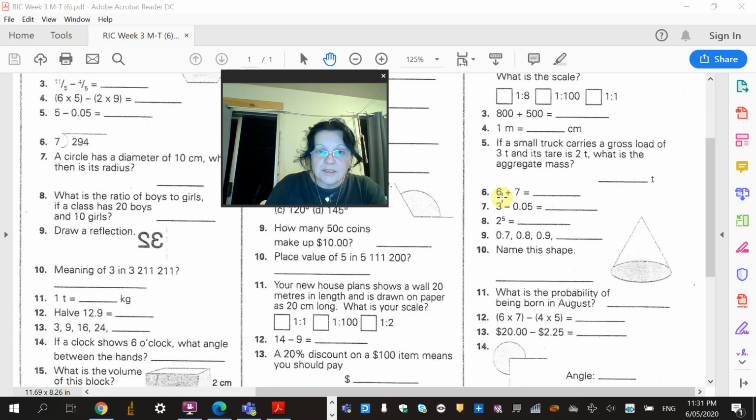A way I like to do it is I go 6, pull 4 out of 7, that makes 10, and then add on the extra 3, that makes 13. Okay, I always think in terms of rainbow facts.